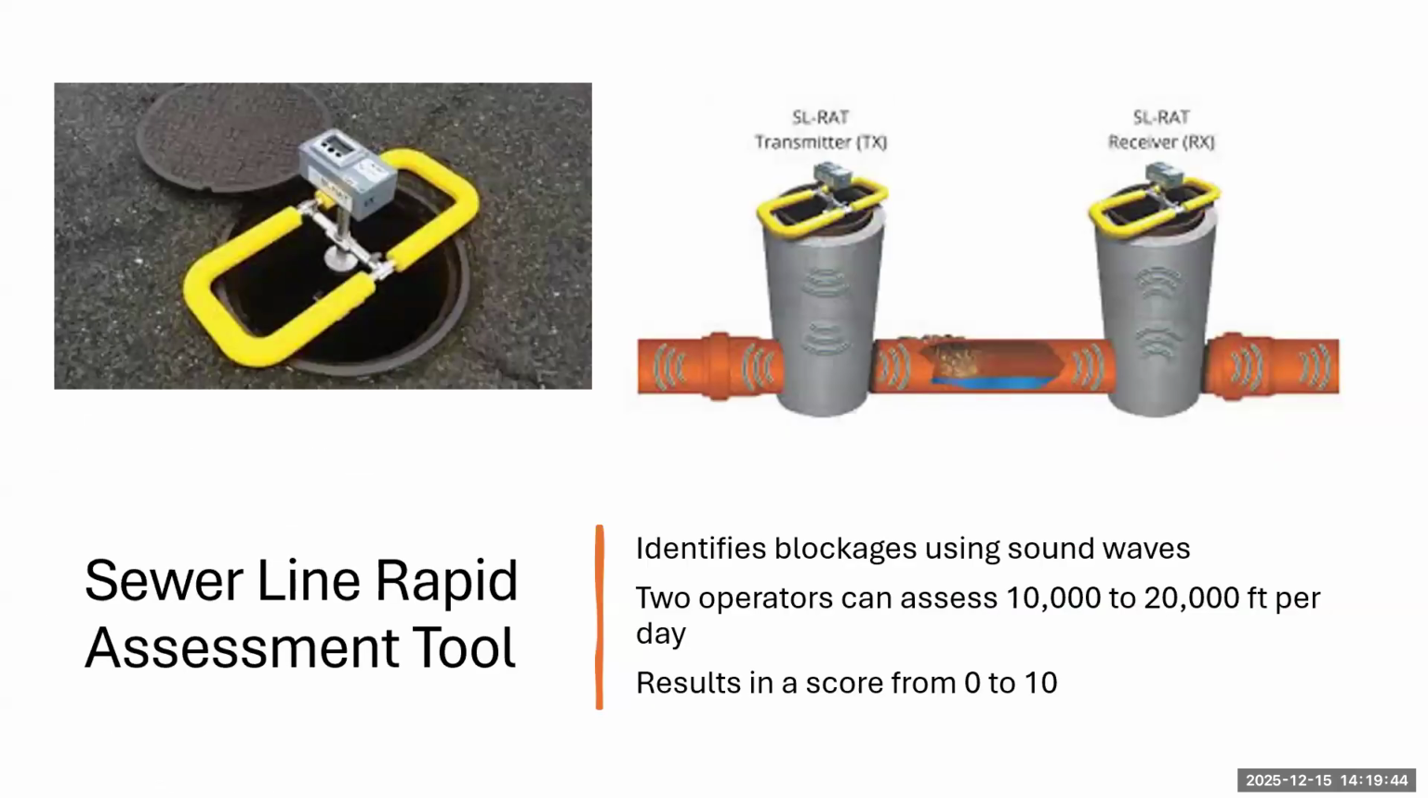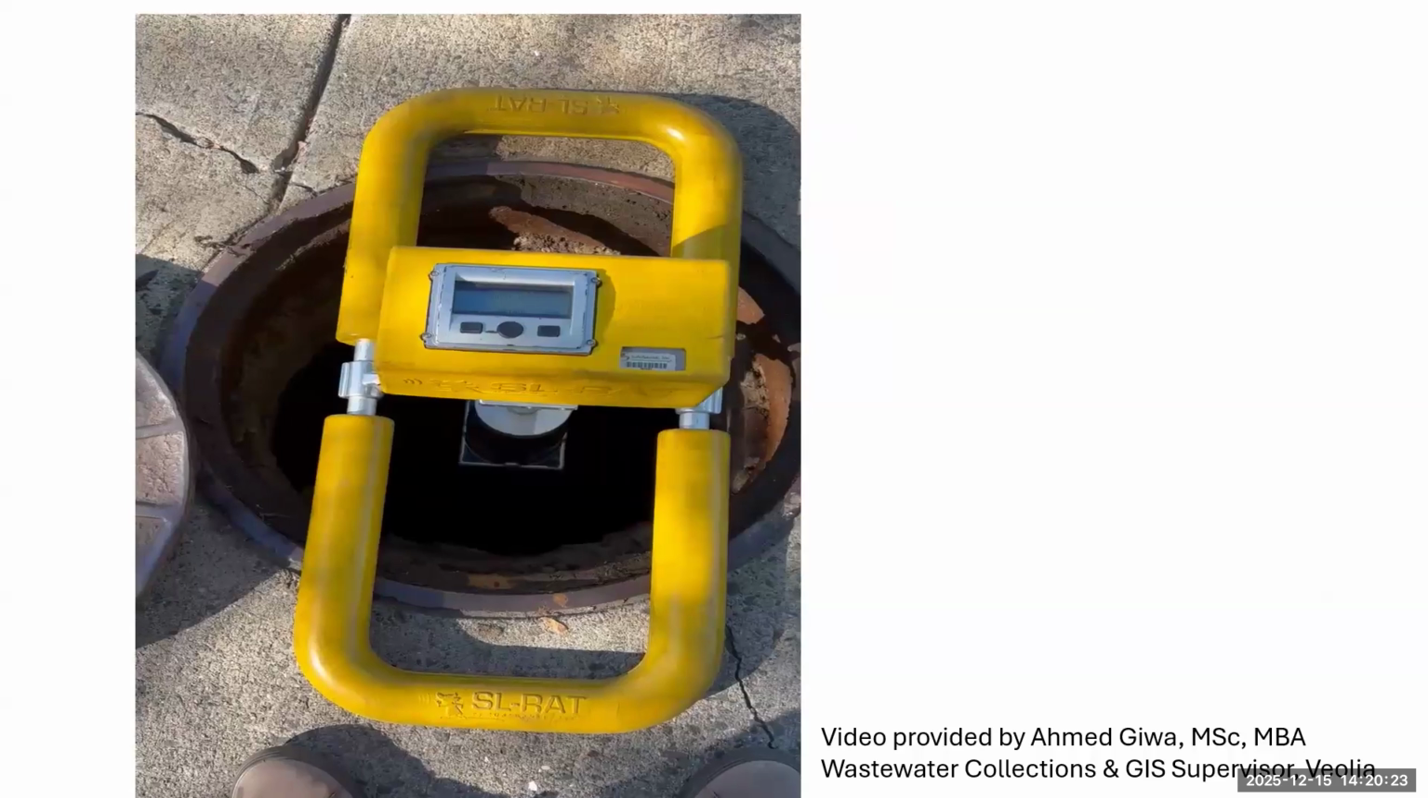Now, the sewer line rapid assessment tool uses sound waves, and it's basically about detecting blockages. Now, blockages could be something like the fatberg, like Daryl talked about earlier, or it could be where a main has collapsed. And the good thing about this is a couple of operators can assess quite a few linear feet in a day. They estimate 10 to 20,000 feet per day can be assessed. And it just results in a score from 0 to 10, 0 meaning the pipe is completely open, 10 meaning it's completely blocked.